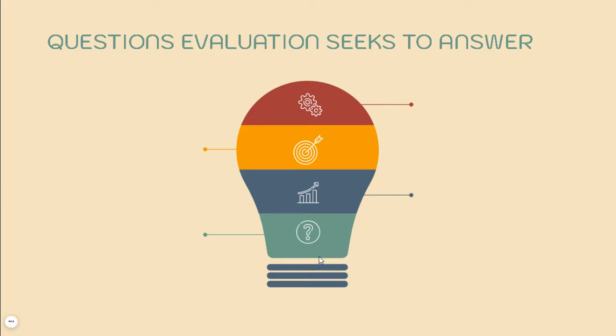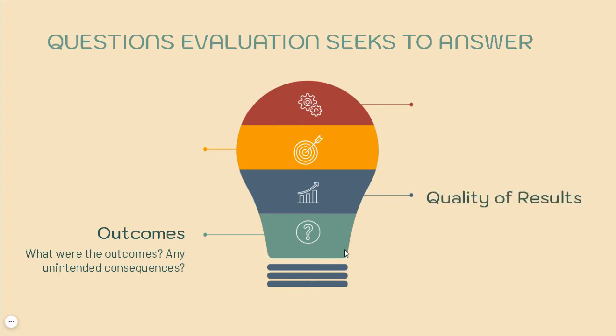Evaluation, as the word implies, is assessment. And in order to be assessing something, you need to have some results. Now, when we're talking about results or outcomes, in the case of M&E, you want to know what the outcomes are and if you have any unintended consequences to your program. You also want to know how good your results are. Okay, so are the results credible? Have they been verified?